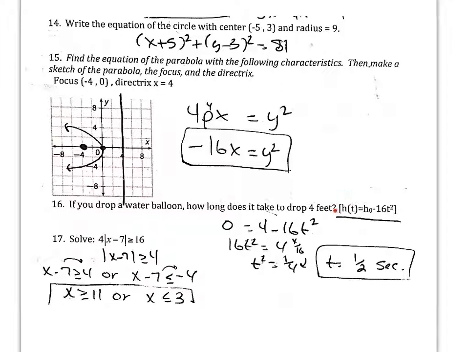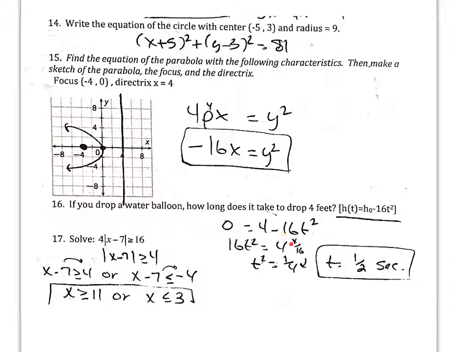Remember, h of t means the final height. h0 means initial height. And then you have the 16t squared. The final height is 0 because it's going to go all the way to the ground. The initial height is 4 minus 16t squared. So I would do it this way. I'd move the 16t squared over like I did.